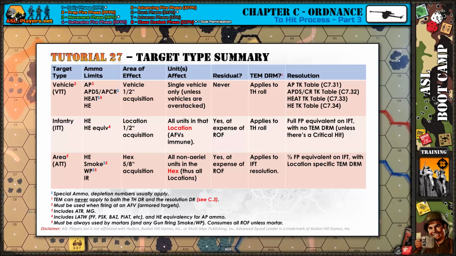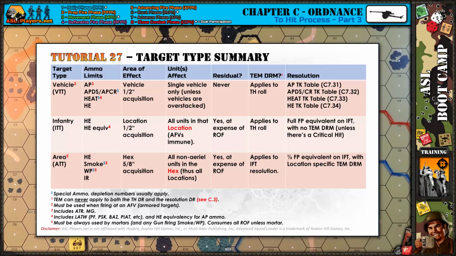Now the second target type is infantry target type. The only thing you can fire using that is high explosive or HE equivalency. And you see a 4 superscript here. That includes light anti-tank weapons such as Panzerfaust, Panzerschreck, bazooka, PIAT, etc. And HE equivalency for AP ammo.